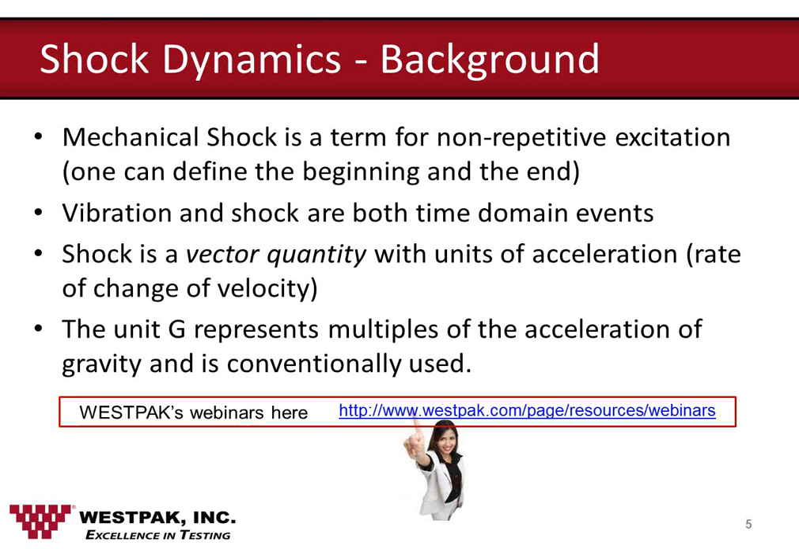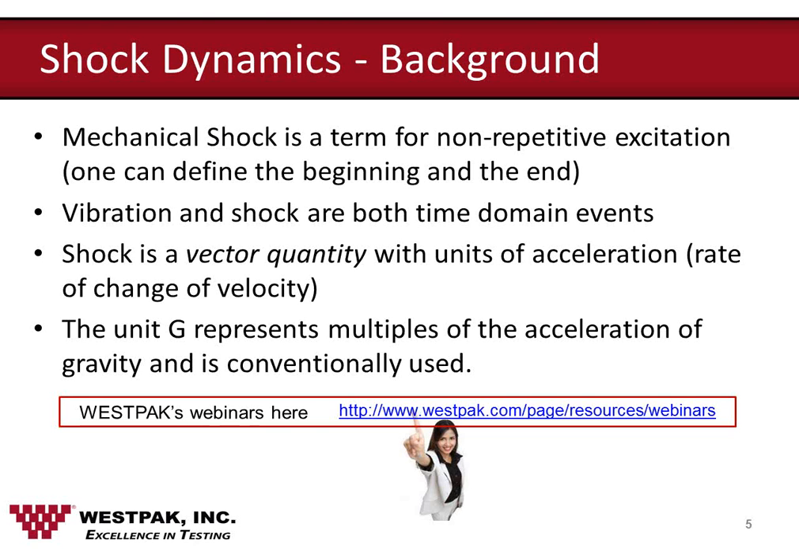It's important to remember that shock is a vector quantity, which means it has both magnitude and direction. And both of these are important. The amplitude of a shock input is normally in terms of acceleration, that is typically measured in multiples of Earth's gravitational constant, a quantity we call g.